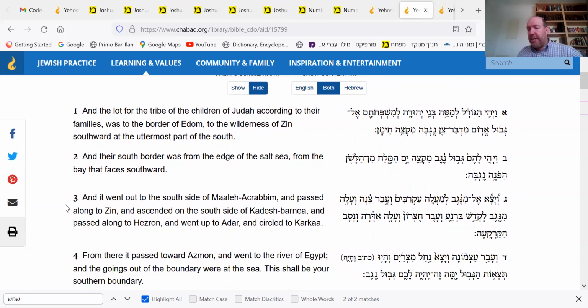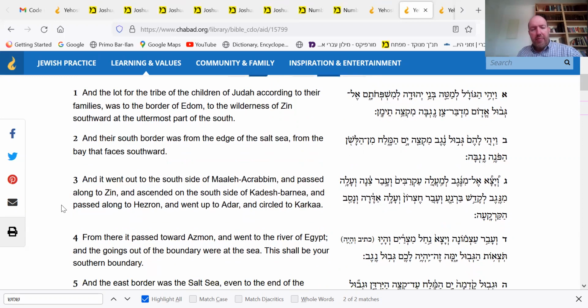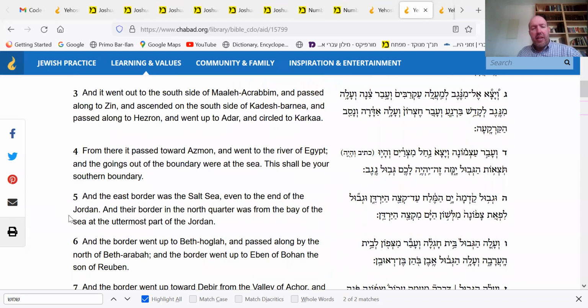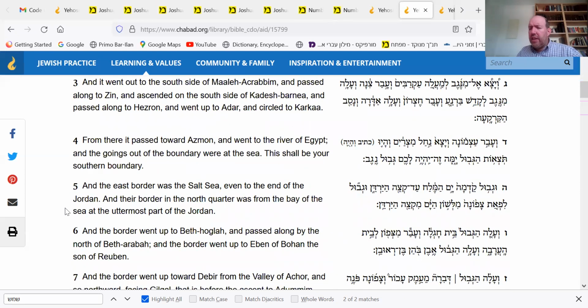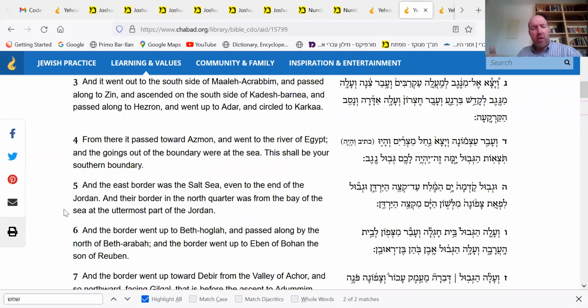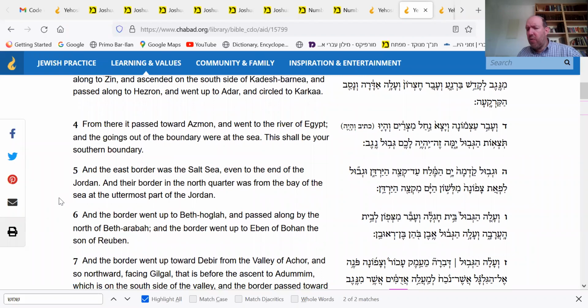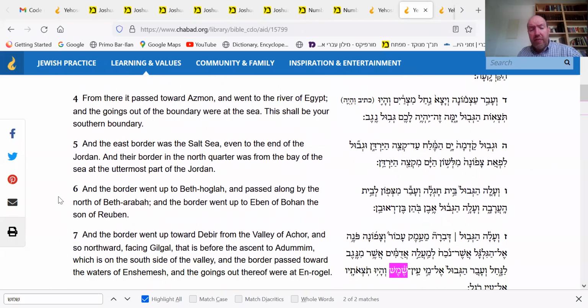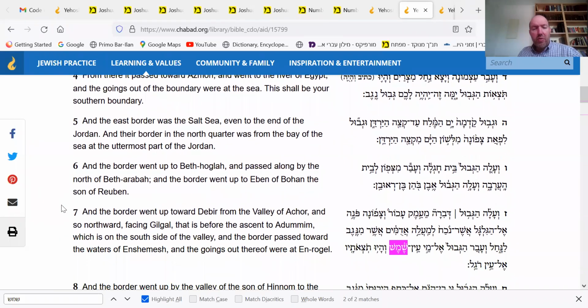Later on, we have the Maale Akrabim, which is a place that is also known today, further inland. And if we move to verse 5, we read, "And the east border was the Salt Sea, even to the end of the Jordan. And the border in the north quarter was from the Bay of the Sea," continuing onwards.